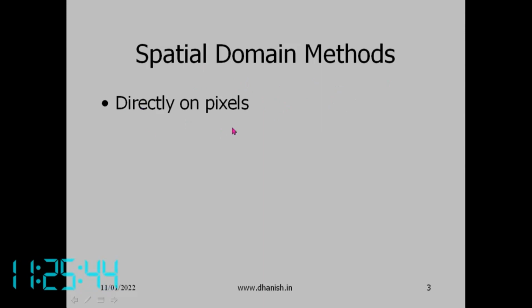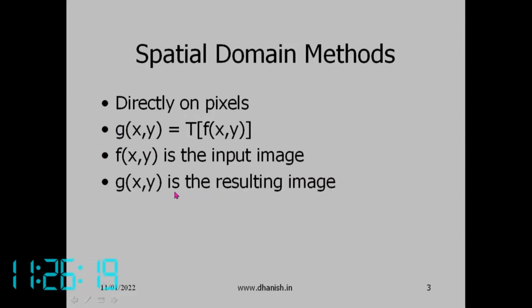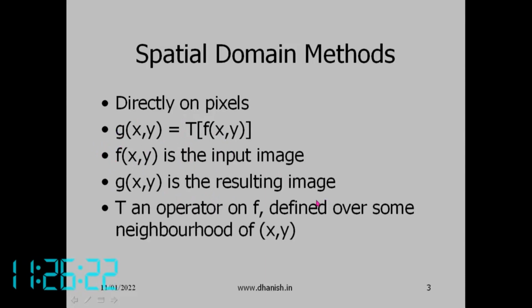So spatial domain methods operate directly on the pixel. If a pixel meets a certain condition, you do some particular operation. So it is of the form g of xy. This is the resultant, some transformation of f of xy. So f of xy is the original matrix. On that, you carry out some operation T, and you get another matrix g. So f of xy is the input image, that is, at location x, y, what the intensity will be is given by f. That is changed into some value g. So g of xy is the resulting image.